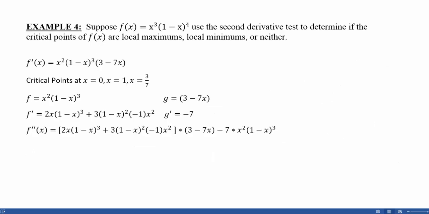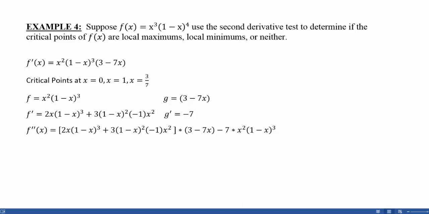Example 4. If f of x equals x cubed times 1 minus x to the fourth, use the second derivative test to determine if the critical points are local maxes, local mins, or neither. So we determined that the first derivative, once it's simplified, is x squared times 1 minus x cubed times 3 minus 7x. From there, we were able to get the critical points of 0, 1, and 3/7.